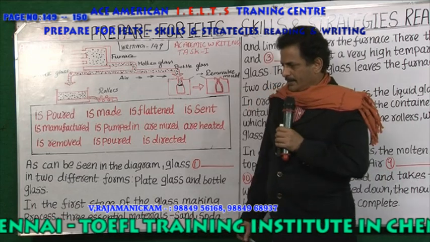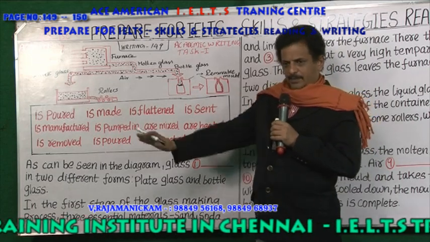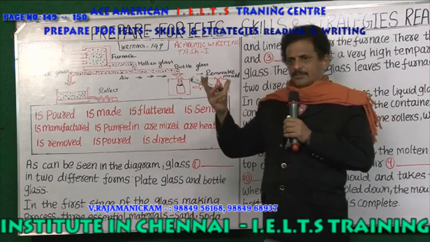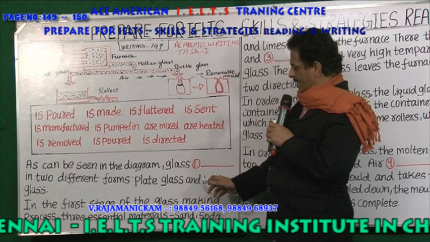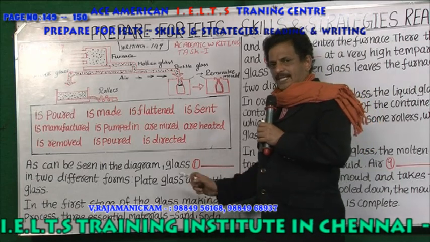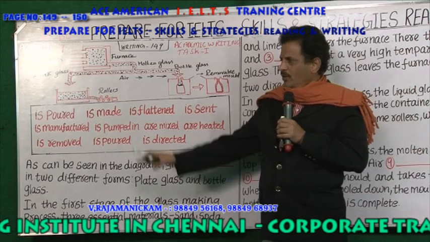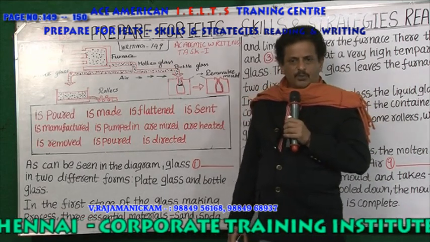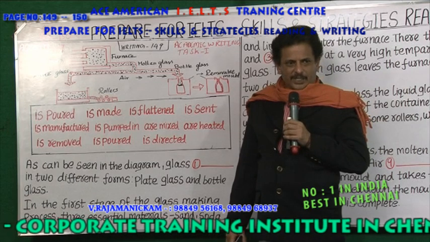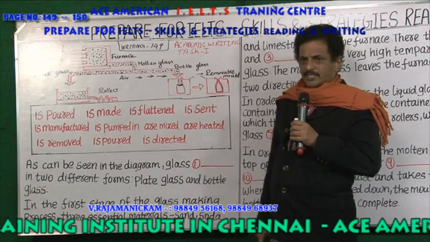Plate glass, that is for, you know, in car and all you can see windshields. Plate glass, it is just plain plate. And bottle glass, you know, for bottling purpose. So, two type of glass are made. One is plate glass and one other is bottle glass. So, the first paragraph clearly says, what is the diagram all about? The diagram is all about manufacturing of plate glass and bottle glass. So, simple introduction, over. Maybe within 15 words he has finished.